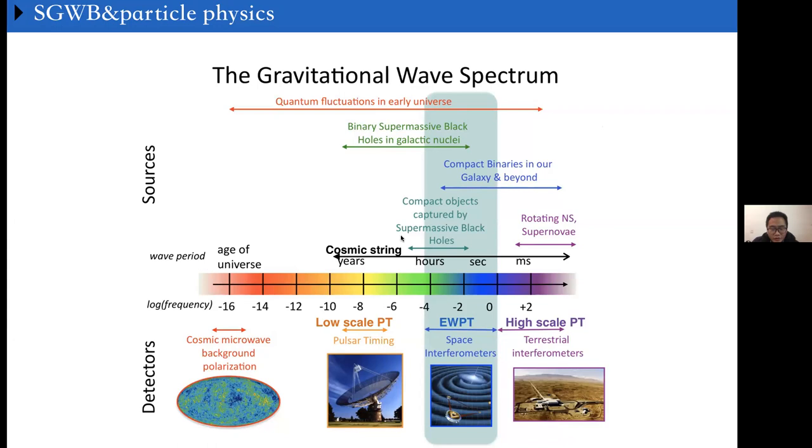For example, cosmic strings are predicted in many beyond grand unification theories, and low scale phase transitions may be predicted in some QCD phase transitions or dark phase transitions. The electroweak phase transition is well motivated for electroweak baryogenesis to explain the baryon asymmetry of our universe, and high scale phase transitions are also predicted in some beyond standard model physics. These kinds of stochastic gravitational wave sources can be probed by pulsar timing arrays or space interferometers such as LISA or LIGO.